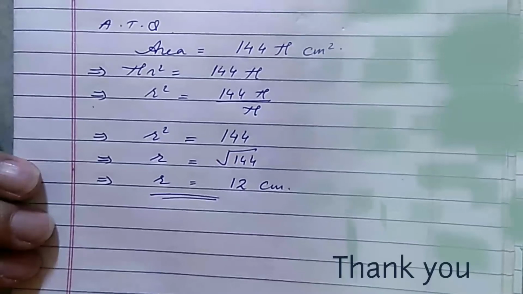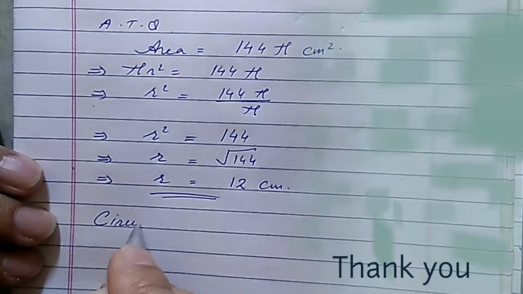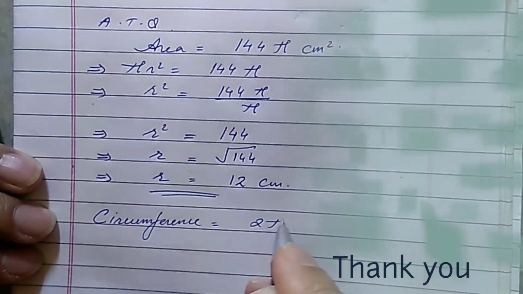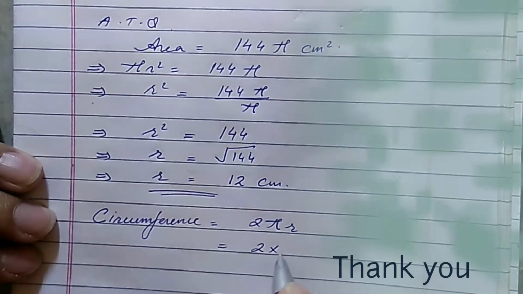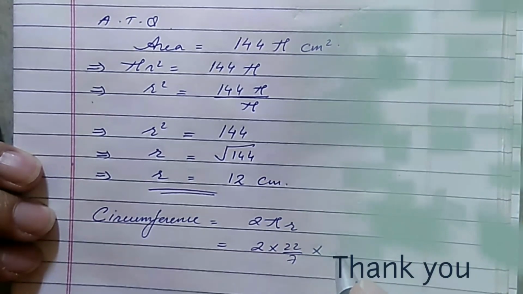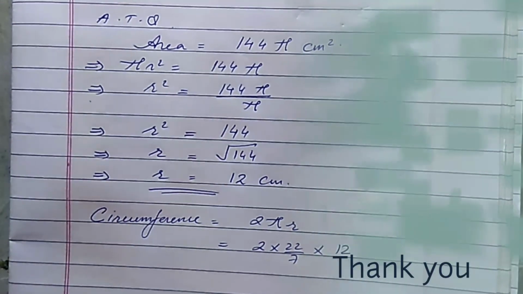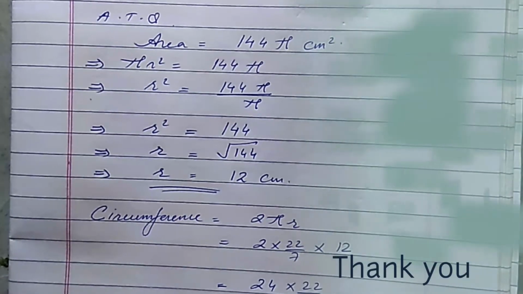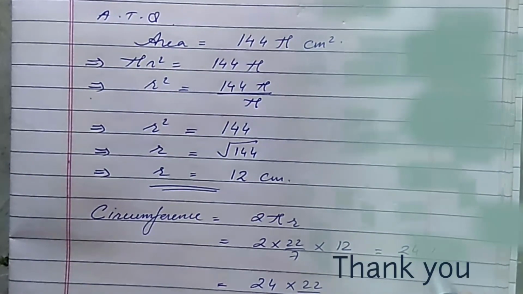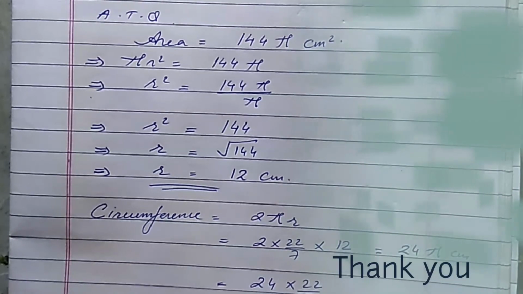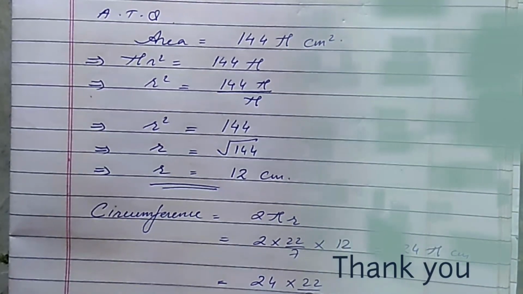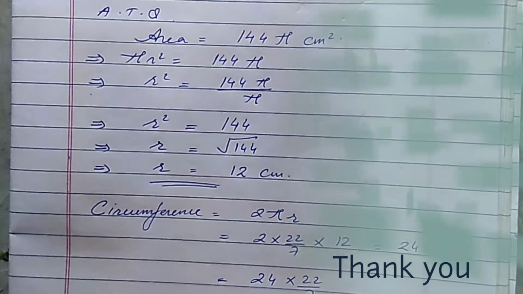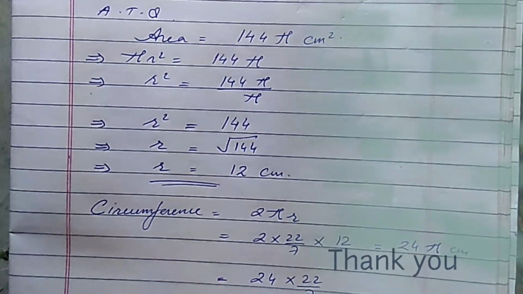We need to find out what is the circumference. Now what is the formula to find the circumference? 2 pi r, that is 2 into 22 by 7 into 12. That's 24 into 22 by 7. We can leave this answer as 24 pi centimeter also, or we can simplify this one and write it in mixed fraction. When we do that, we will get 75 whole 3 upon 7 centimeter. So that will be the circumference of this circle.